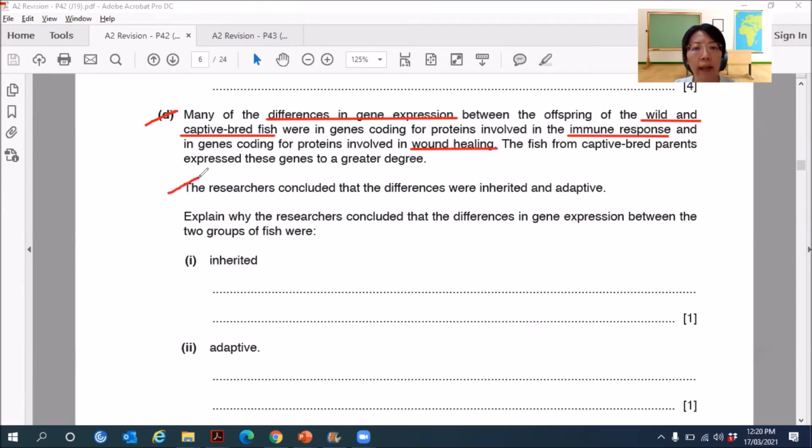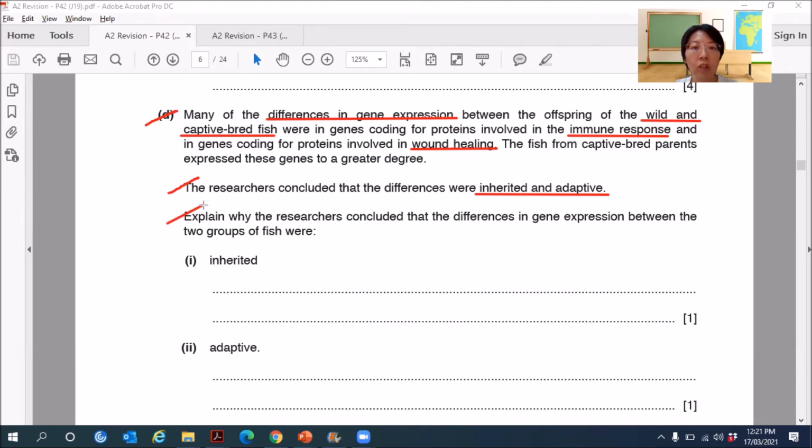The researchers concluded that the differences were inherited and adaptive. So what do you mean by inherited and adaptive? That means they are really testing your understanding of these two words. So instead of asking you to define these two words, they ask you to explain these two words, relate the scenario that they've shown you in the passage to these two terms. So this is a more higher order thinking question, really, not so direct as define this term, okay? So let's see if you can do them or not.